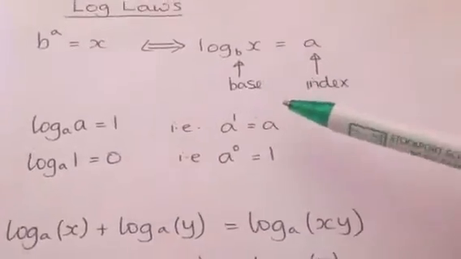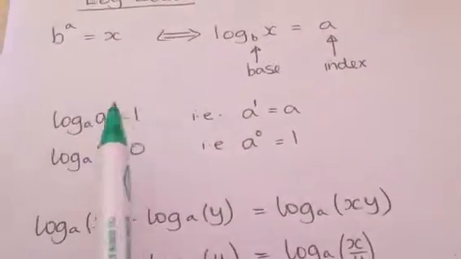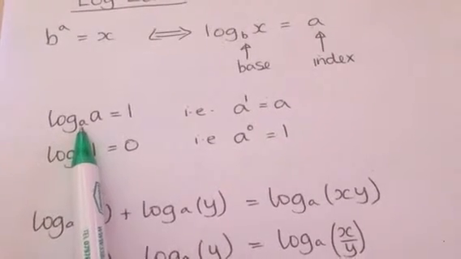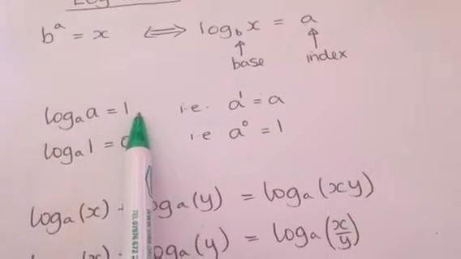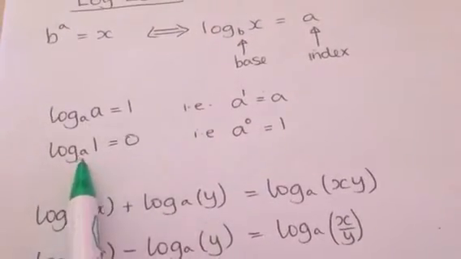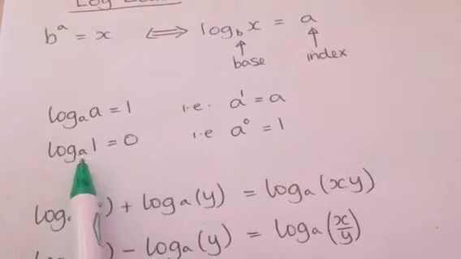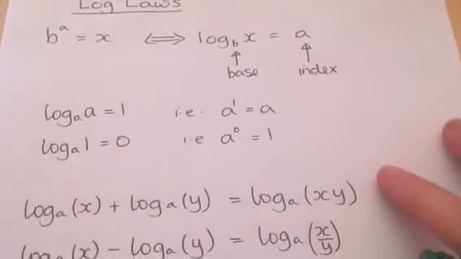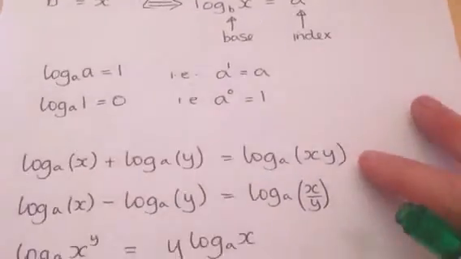Numerically, there's a couple of important ones to remember. You can work these out. Log in base a of a is 1, because what that means is the base is a, the power is 1, and anything to the power of 1 is a. And similarly, log in base a of 1 is 0, because anything to the power of 0 is 1. But those are useful ones to remember.